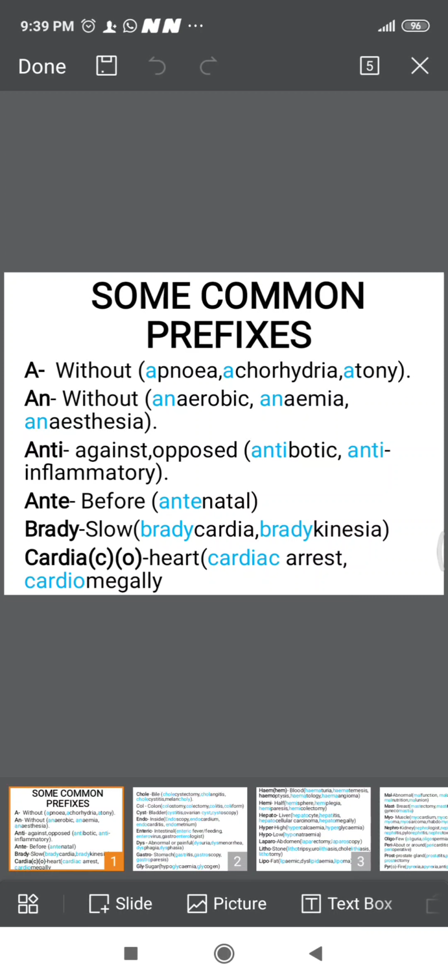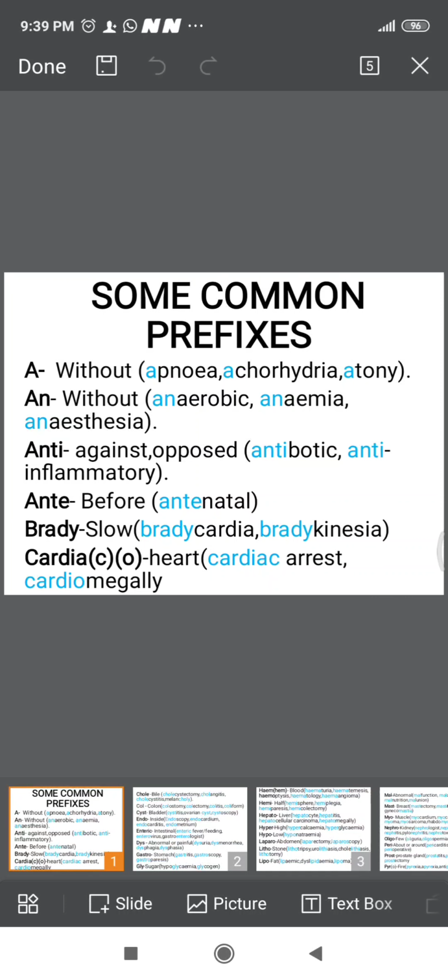Today I'm going to be talking you through some of the prefixes we use in medical terminologies. The prefix comes in front of a word and gives the information or the meaning of the word. So the first prefix we have here is a.